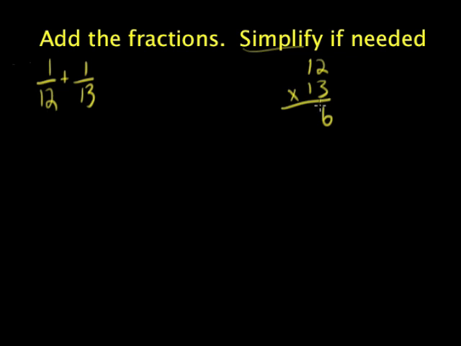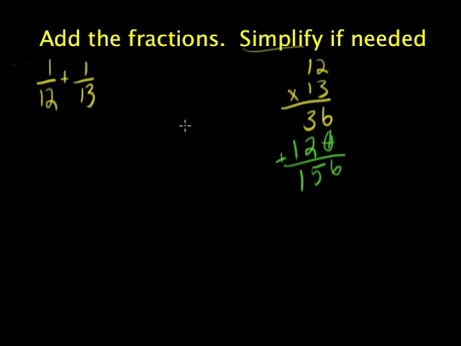3 times 2 is 6. 3 times 1 is 3. I can put a placeholder 0, so I don't put anything there. So 1 times 2 is 2, and 1 times 1 is 1. I'm going to add them together. So 6 plus 0 is 6. 3 plus 2 is 5. 1 plus nothing, I forgot the addition sign. 1 plus nothing is 1. So 156 is our common multiple.